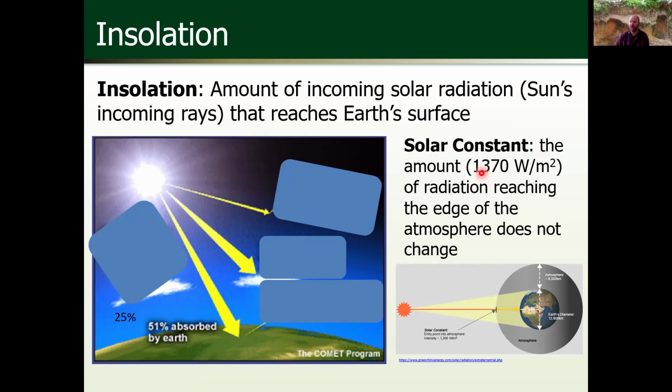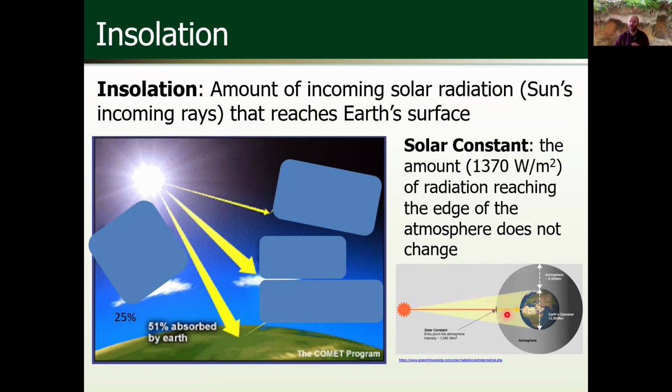And in fact, it's 1,370 watts per meter squared. And so that's the amount of energy reaching the very edge of our atmosphere at all times, at least when it's in the path of the sun's rays. And so now, today and moving forward, we're going to think critically about what happens to this radiation, this insolation, which is the amount of incoming solar radiation between the edge of our atmosphere and Earth's surface.